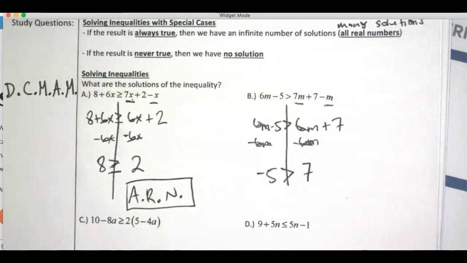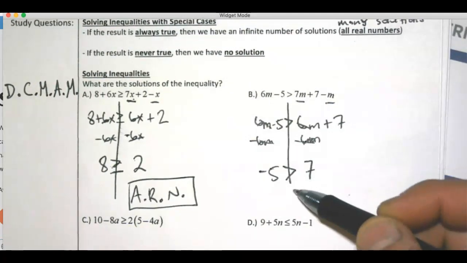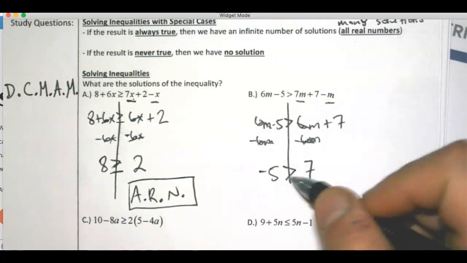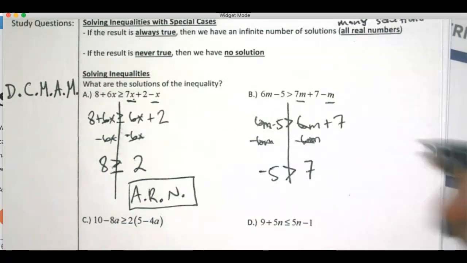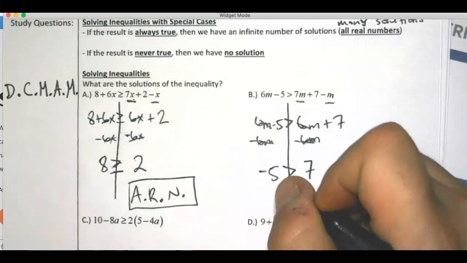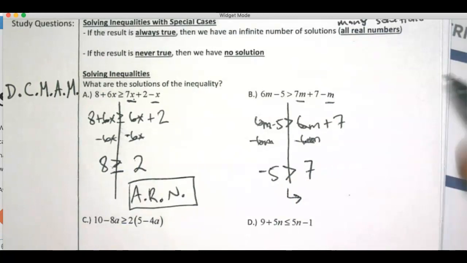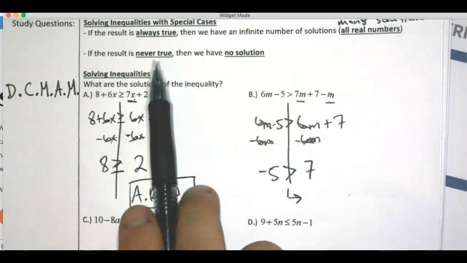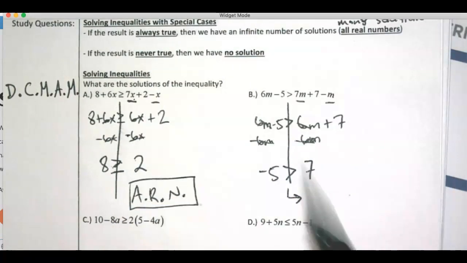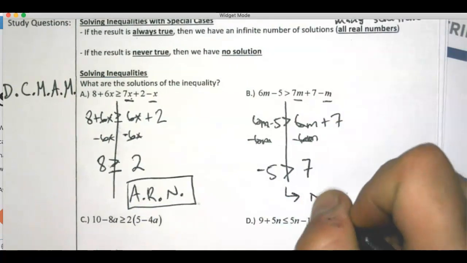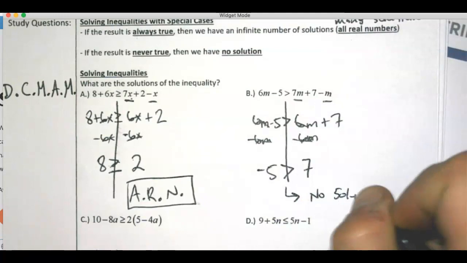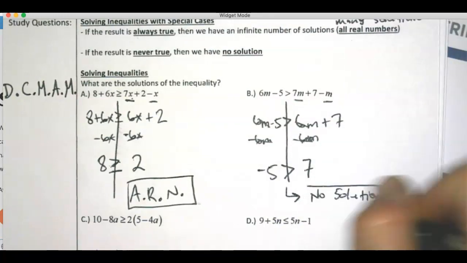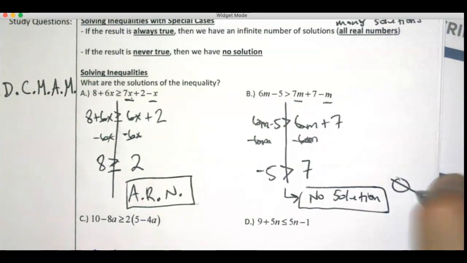so make sure you know how to read your symbols, have some notes handy if needed. This says negative 5 is greater than 7, and negative 5, that's false. Negative 5 isn't greater than 7, so if the result is never true, if the result is false, right, we have no solution. So on this one, we have no solution, remember. With no solution, we could just put a little symbol.